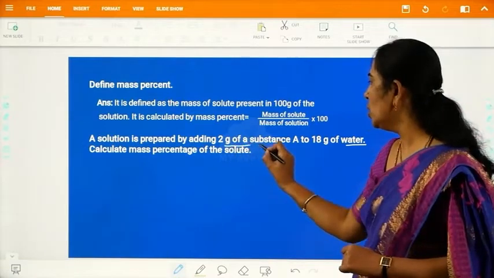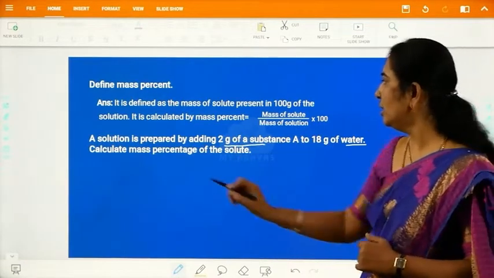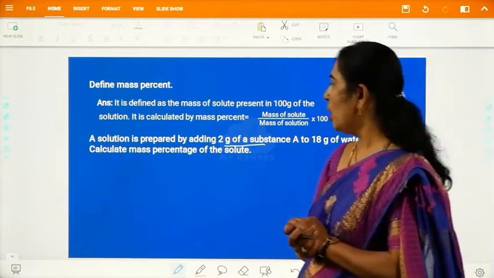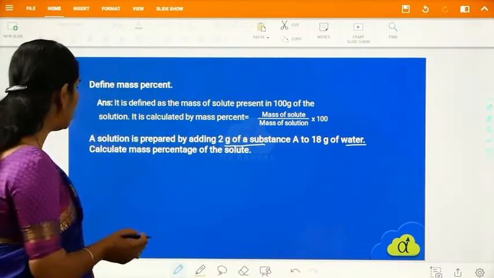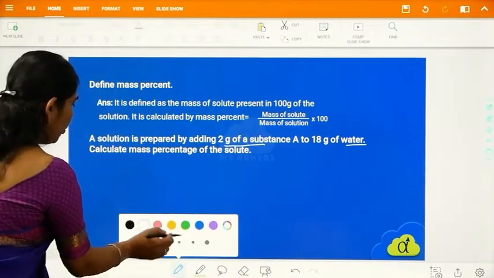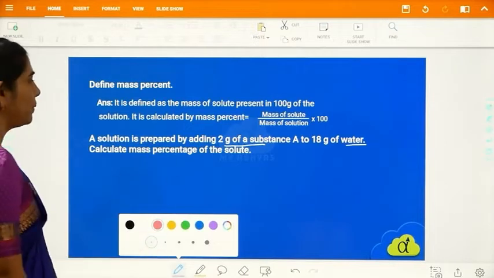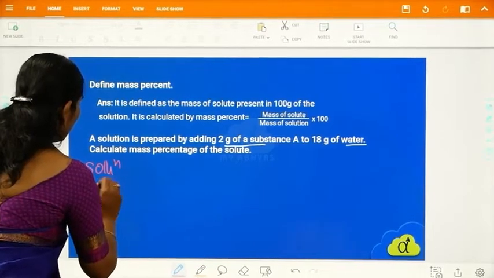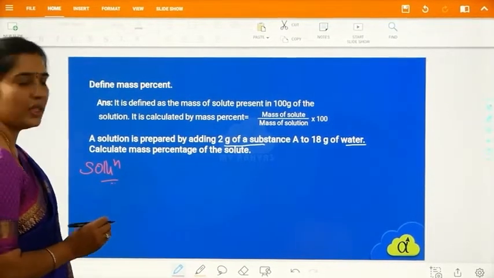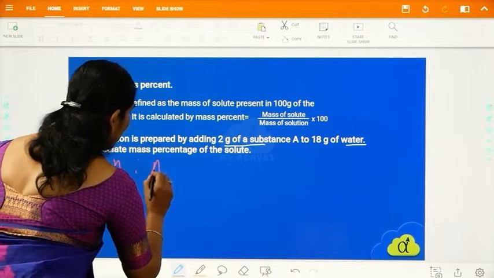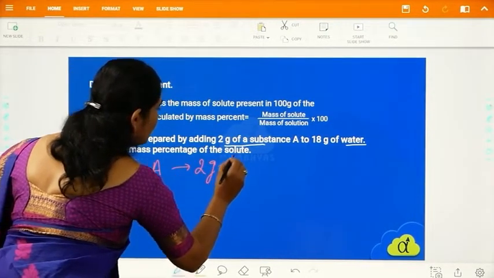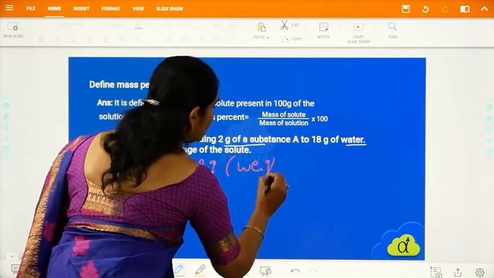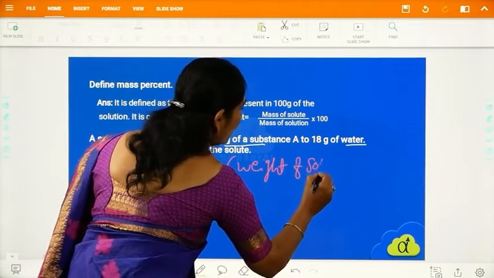Here 2 gram of the solute is added. Then we need to calculate the mass percentage of the solute. How do you calculate it if the numerical is given like this? Now I am going to explain. See, solution. So here itself I am going to write. What is the mass of the substance? Substance taken is A. What is the mass? 2 gram. So this will be the mass of the solute or weight of the solute. Both are one and the same.